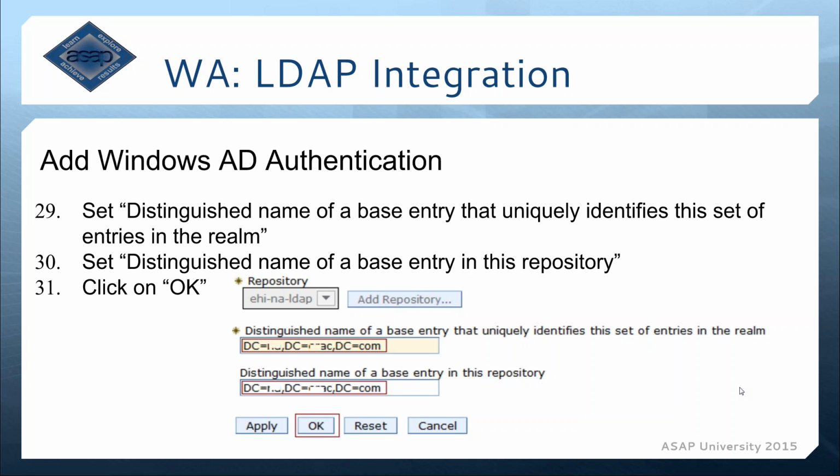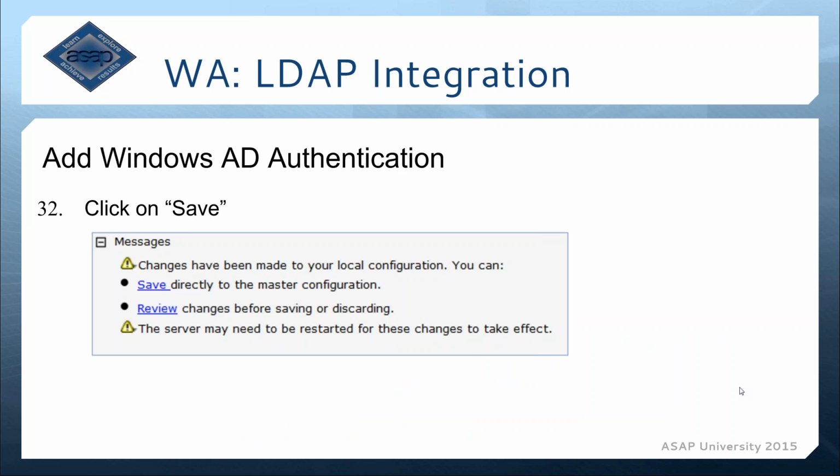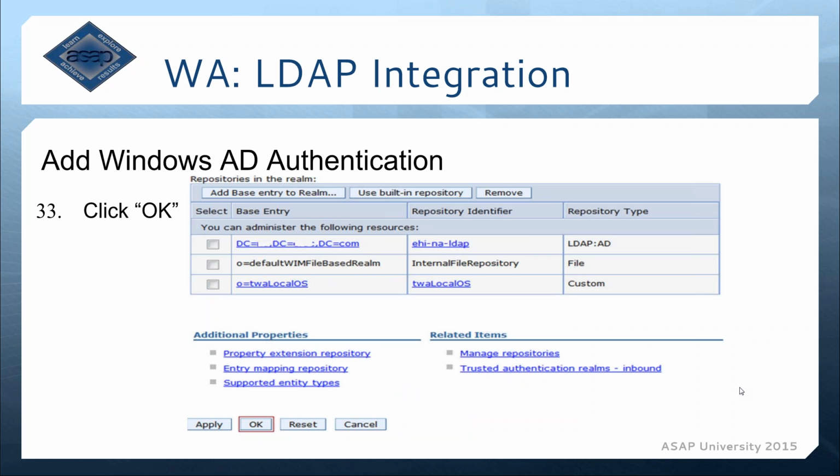So then you click on OK again and save. And then you'll see your listed repositories that you have in your federated repository. And like I said, we have local OS for the Unix accounts. We have the WebSphere repository, and now we have our LDAP. And of course, that's the tree that we have set up to go down for our EHI and LDAP.